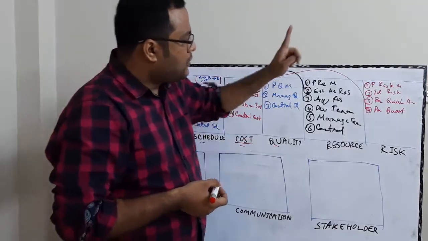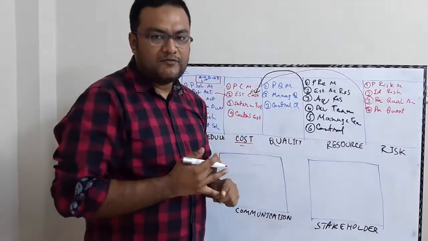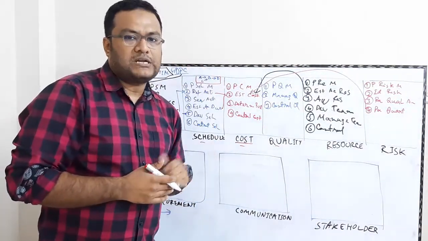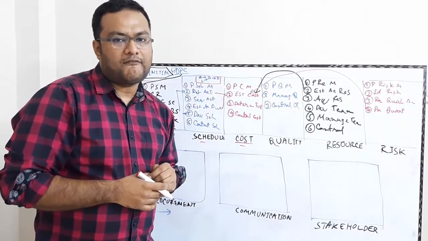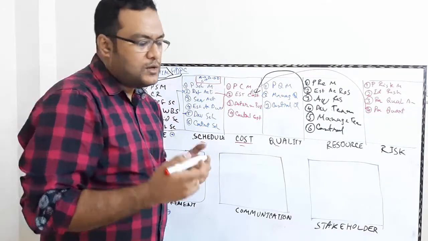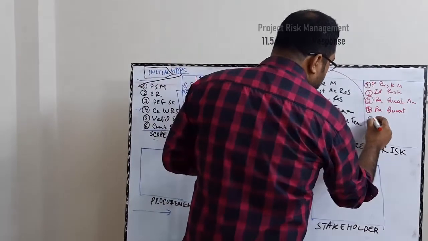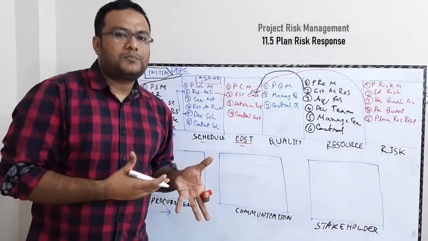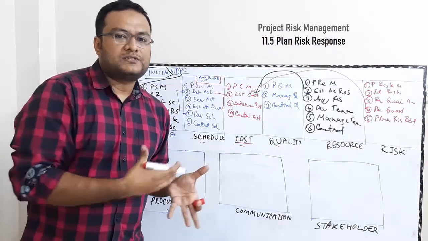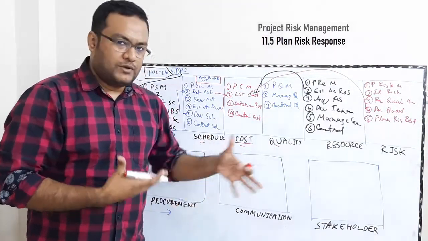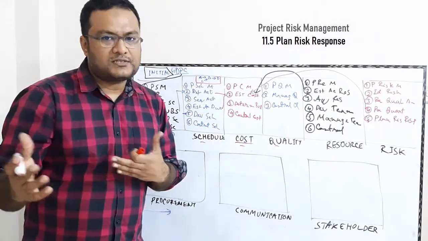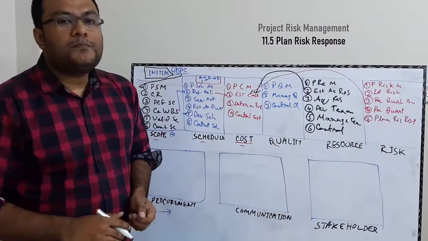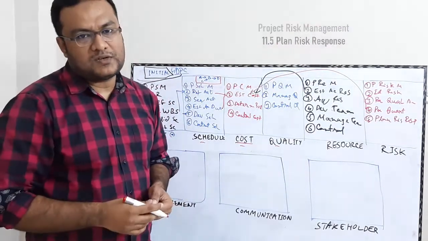So you have done it: you have identified your risk, you have prioritized your risk, and you have quantified what amount you need to have for your risk. Now you need to plan the risk response. So what would I do to manage each risk? What would be my response for each risk, be it negative or positive? We usually call negative risk threats and positive risk opportunity. So in either case, we need to plan a response for each risk.